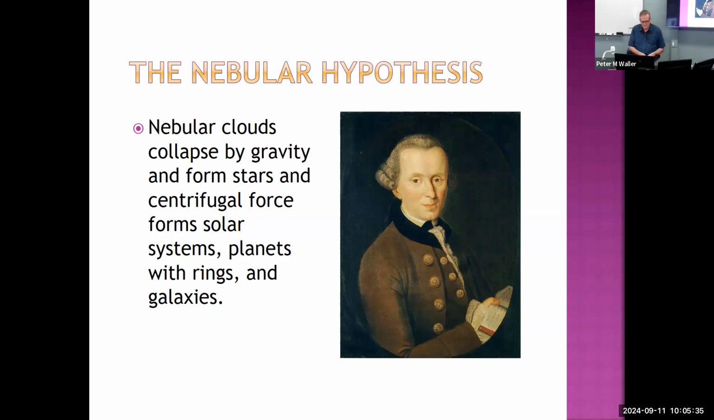So Immanuel Kant first proposed the nebular hypothesis in the 18th century, which is that clouds contract by gravity and form heavenly objects such as solar systems, planets with rings, and galaxies. And although the processes of formation of some of these objects are not exactly as he thought, modern telescopes have confirmed his basic concept of clouds contracting by gravity and forming stars, and then centrifugal force stretching out a disk around the objects.